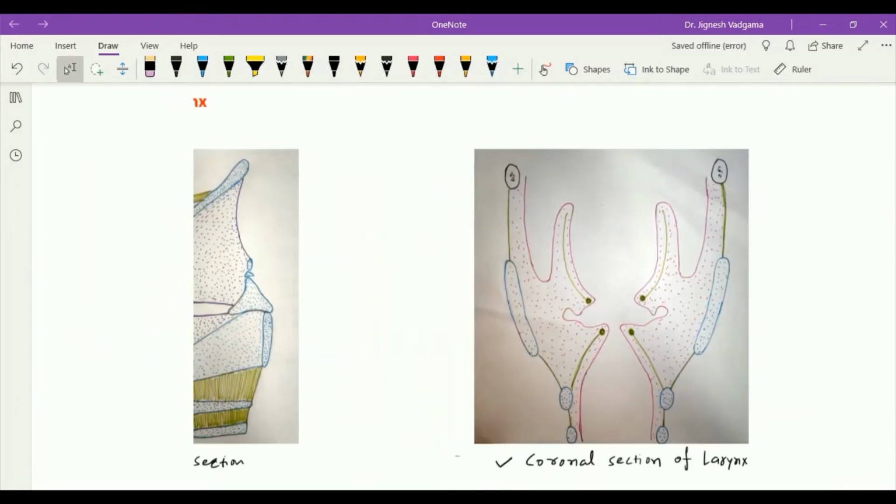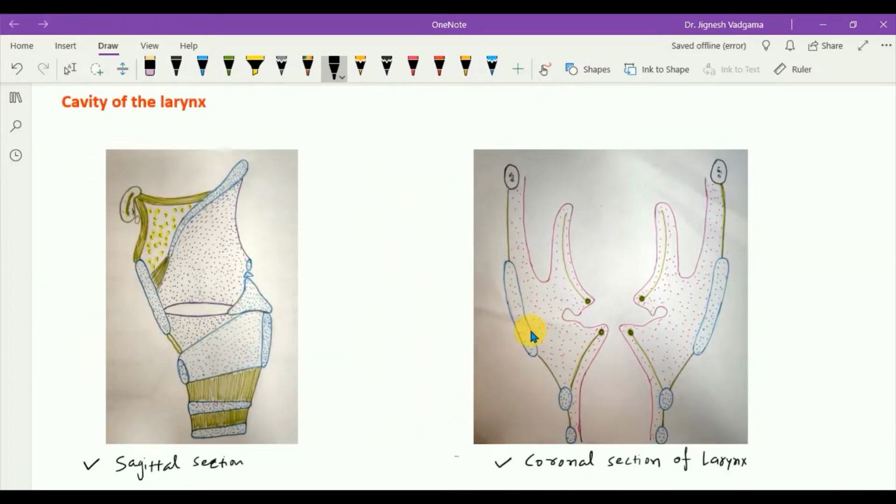So now let's see the sagittal section of the larynx. The laryngeal cavity extends from the laryngeal inlet, so this area, to the lower border of the cricoid cartilage.